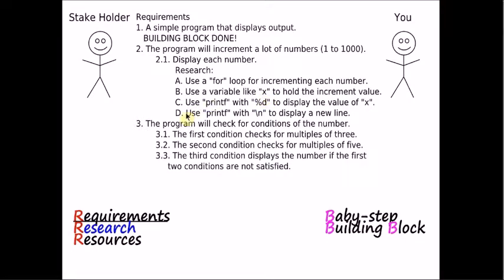I also found that the printf statement with the %d will be able to display the value of x, so that's how I will be able to display the number that I'm counting. And I also found that the \n will display a new line, so it'll be one line after another, which is what you verified when you were talking to your stakeholder. So that's my research. Now I need to gather my resources.